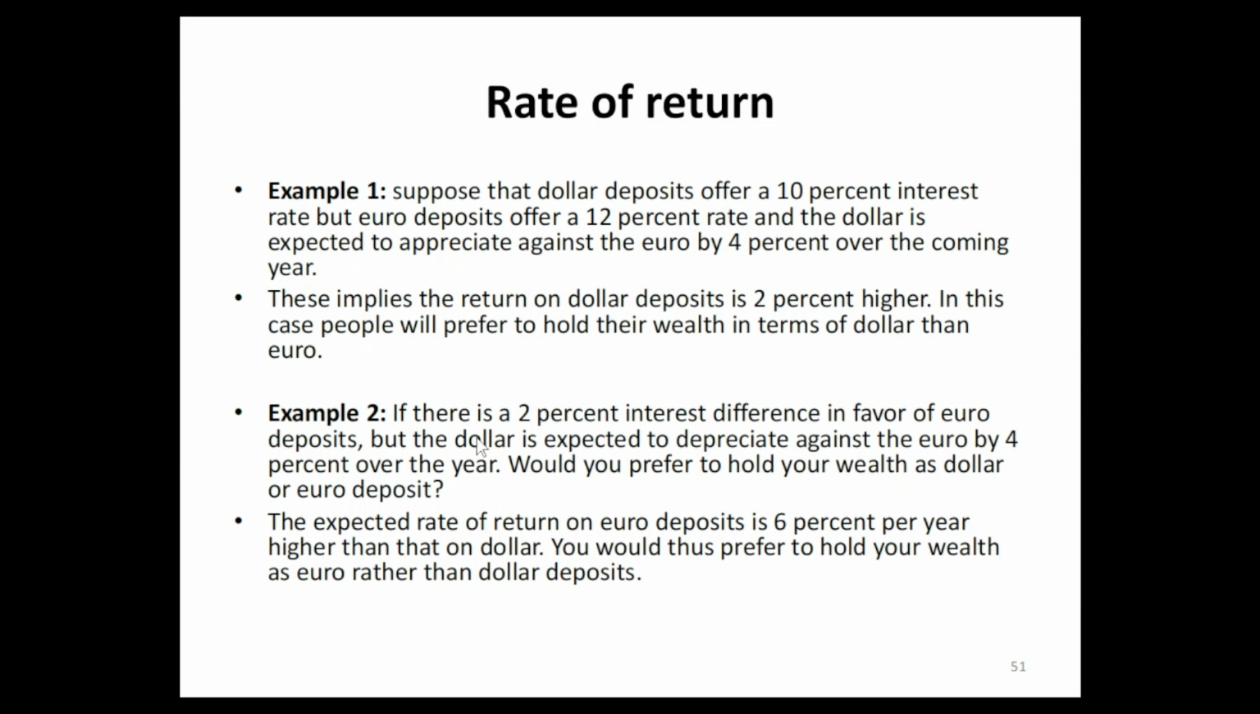Example 2: if there is a 2% interest difference in favor of the euro deposit, but the dollar is expected to depreciate against the euro by 4% over the year, would you prefer to hold your wealth as dollars or euros? Here the expected rate of return on the euro deposit is 6% per year higher than that of the dollar.